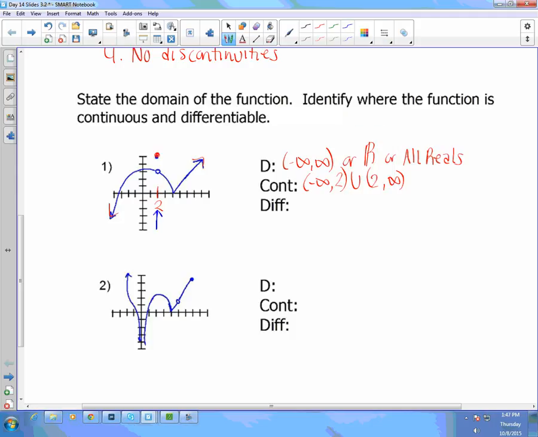Okay? So we have a point of discontinuity because there's a hole. This right here, the hole, is a point of discontinuity. So it's discontinuous right there.